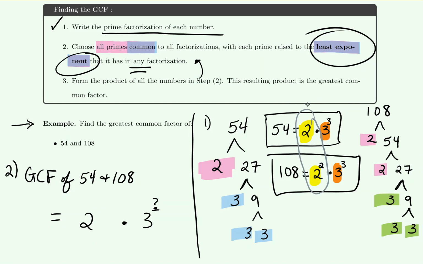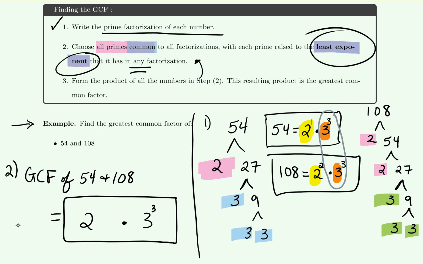Okay, continuing this, we compare the exponents on the next factor, 3. Both of these 3's have exponent 3, so the least between these is also 3, so this will be 3 cubed. And that would be the greatest common factor of 54 and 108 based on their prime factorization. That would complete our answer with step 3.